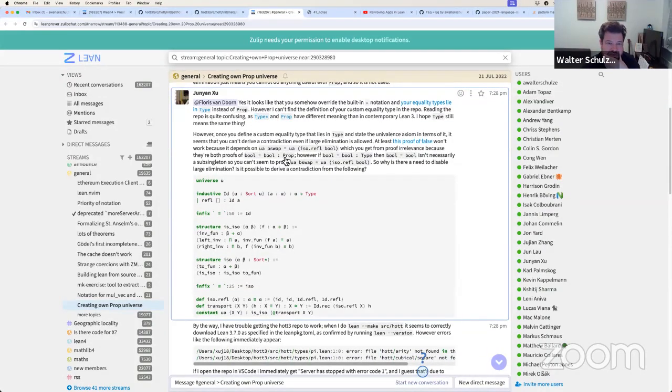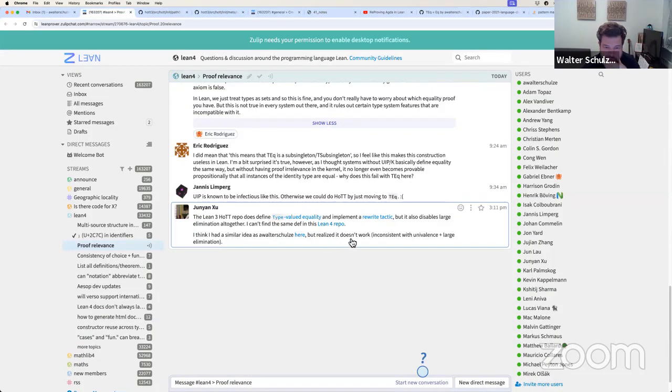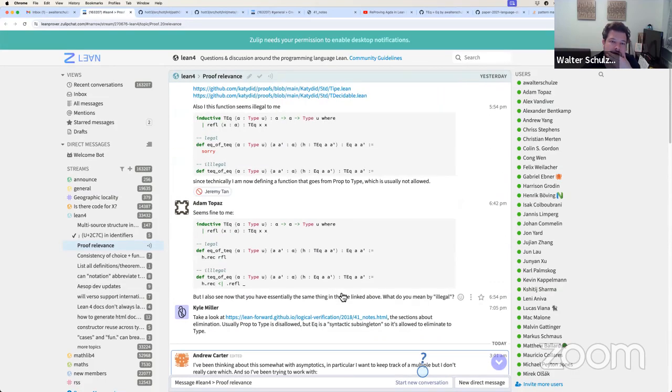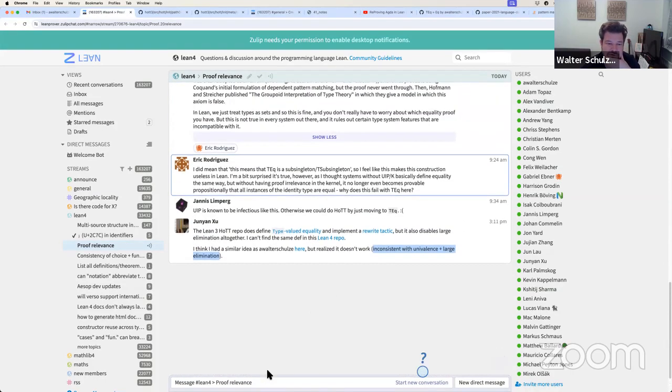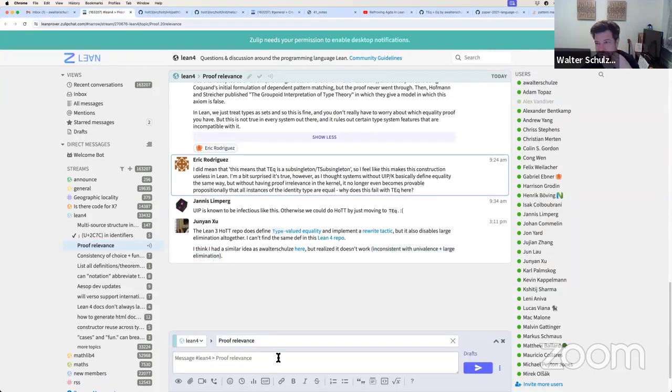And apparently that might be enough to get proof relevance, but it doesn't look very possible. If we go back here, I just want to check if it is some idea, but you realized it doesn't work. Inconsistent with univalence and large elimination. So I think the conclusion question here, what I want to write.